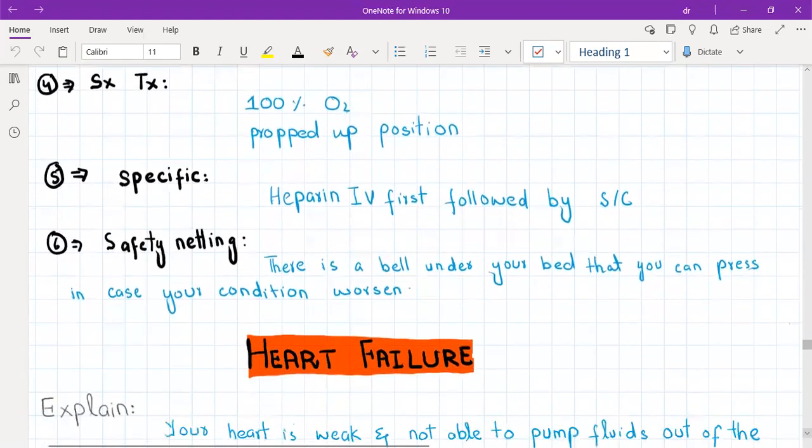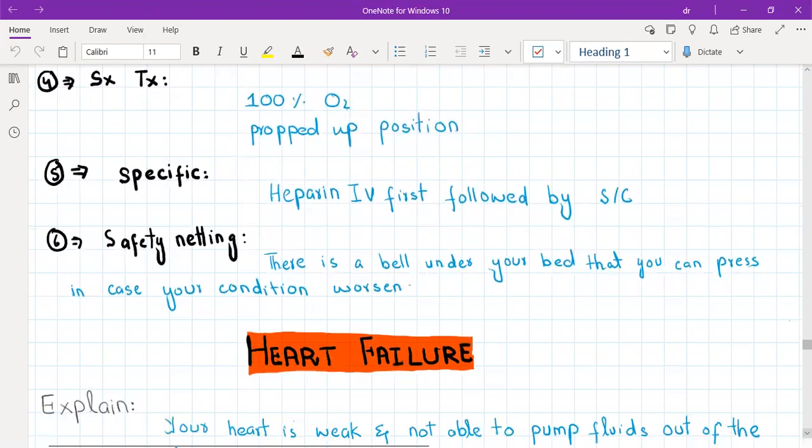Safety netting, as we are admitting this patient, so we will tell him that there is a bell under your bed that you can press in case your condition worsens, and one of us will be around.